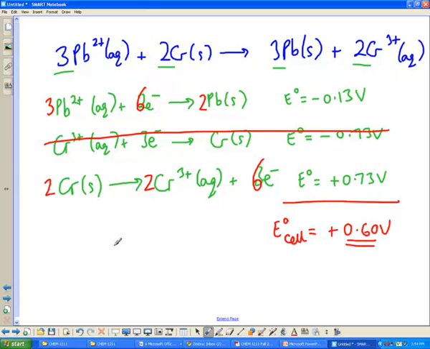And that is how you figure out the potential for any galvanic cell or any voltaic cell. Alright?